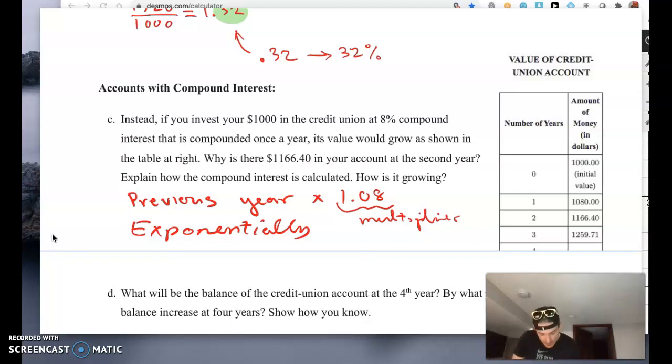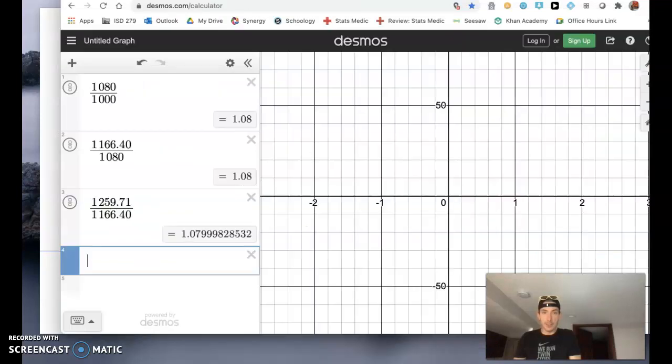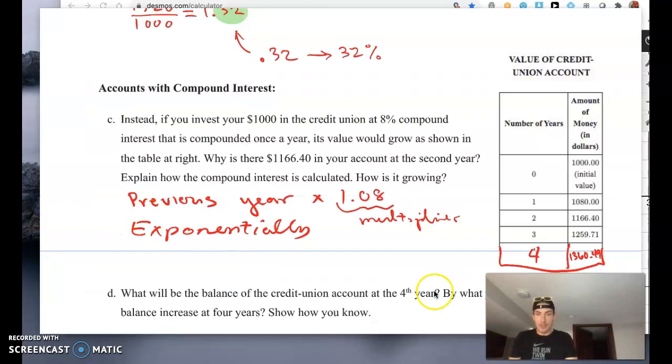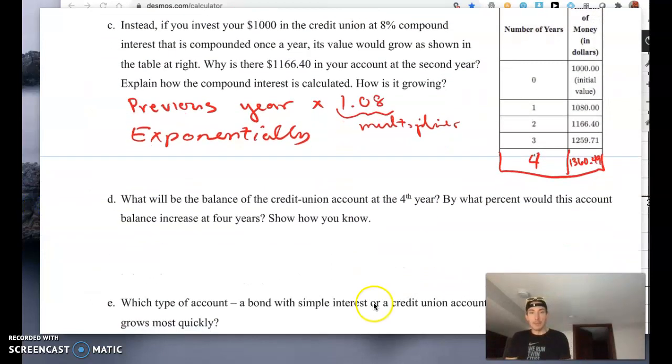Now, you can see here that I got a little cut off there. I don't know what was going on here, but if we want to figure out what goes here, we can just one more time go back to our Desmos calculator here, and I can take that 1259.71. I can multiply that by 1.08, and that tells me it's $1,360.49. All right, it's not going to be perfect because I did have to round there, but there you can see that. Okay, what will that be at the end of the fourth year? Well, we kind of just talked about that.